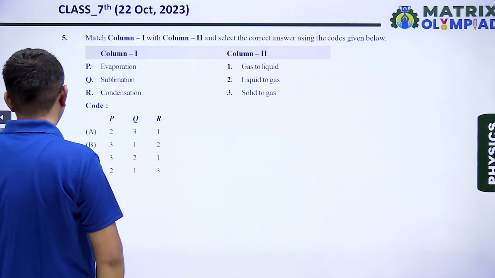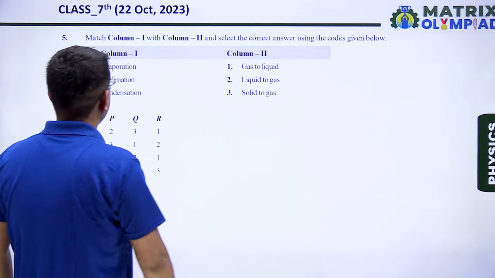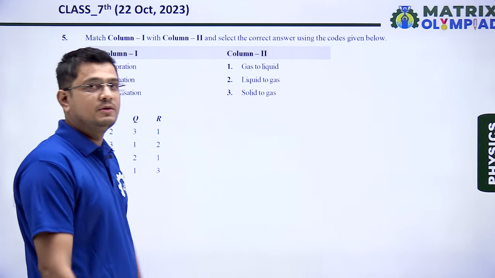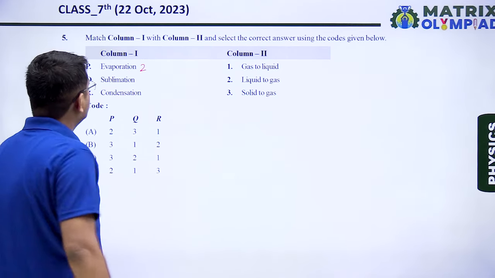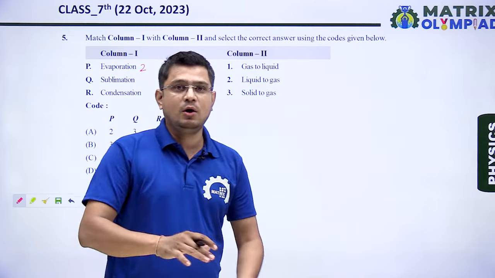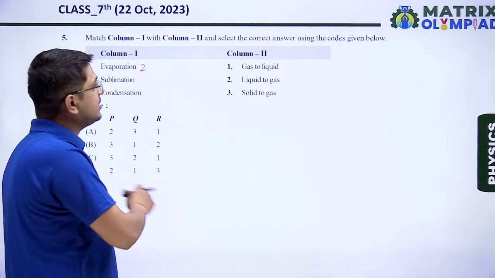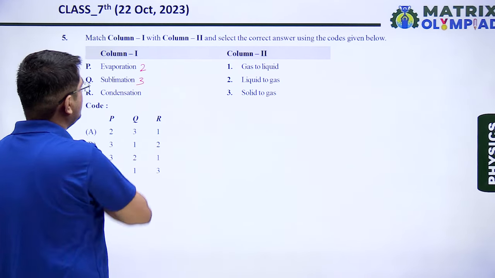Next question, question number 5. In question number 5, we have to match the following column 1 with column 2. Evaporation, as we know that evaporation is the process in which liquid is converted into gas. So for P, we will write 2. Sublimation, we know that the change in the state of matter when any solid is directly converted into gas. So for sublimation, I will write 3.